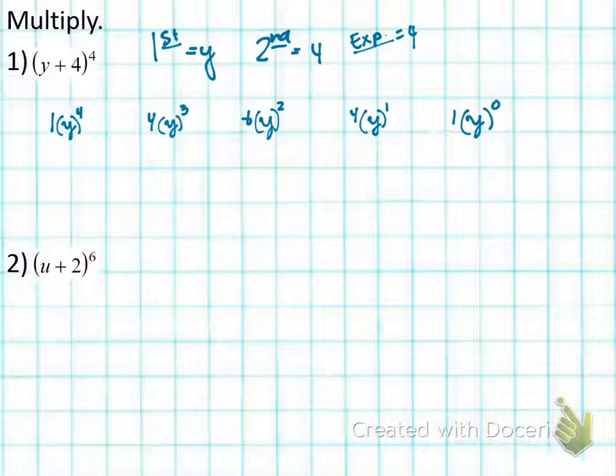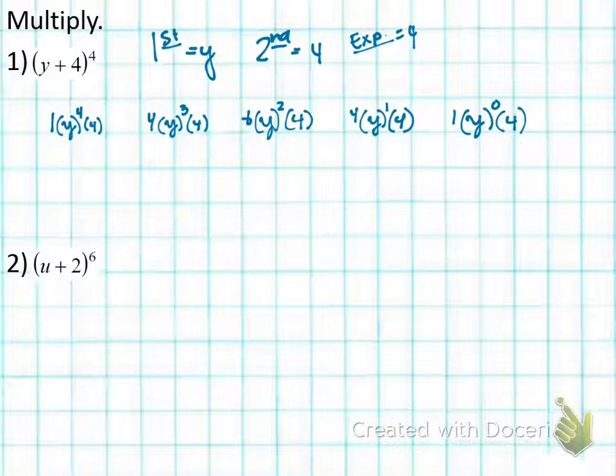Then we're going to take the second term. The second term is 4. We're going to put that next to each of these terms. So we got 4 here, 4, 4, 4, and 4. And we're putting it in parentheses because we have to multiply it, and we want to make sure we apply the right exponent to it.